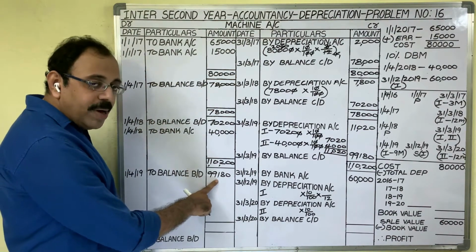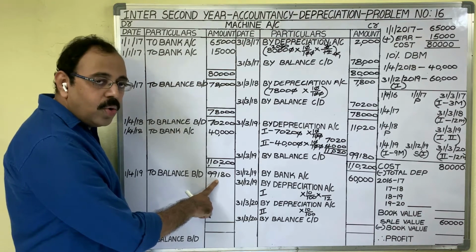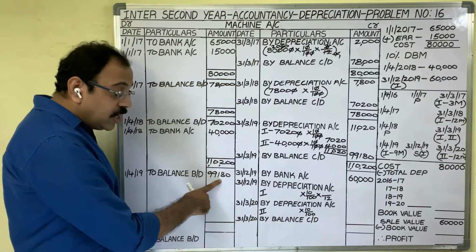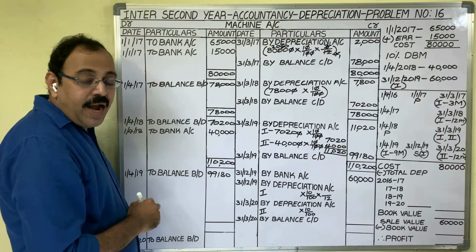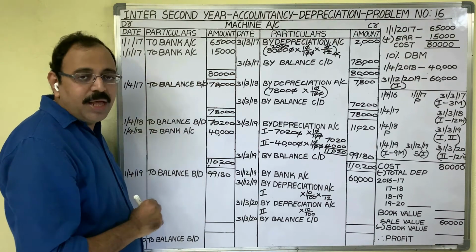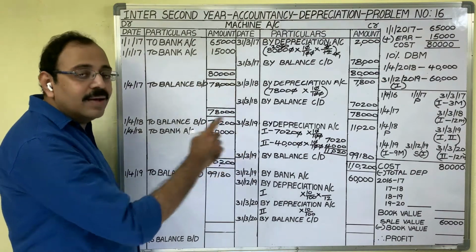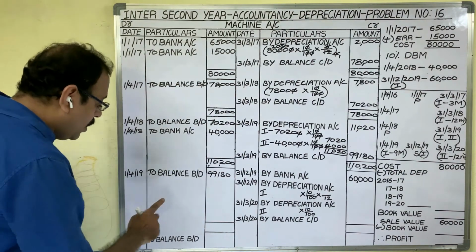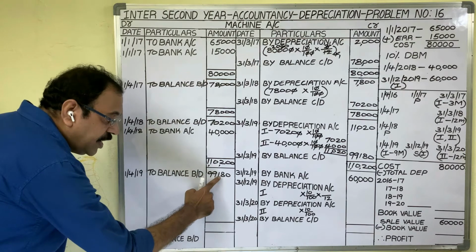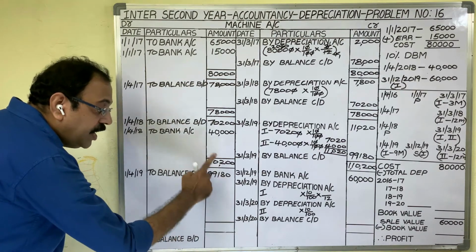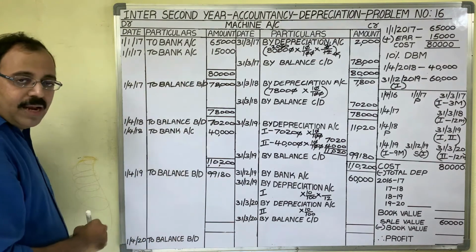Is it the opening balance of first asset? No. This is the opening balance of two assets. And we need only first asset opening balance. So what we should do? Separately we have to calculate that. I am showing that calculation here. In this 99,180, I need a first machine opening balance.